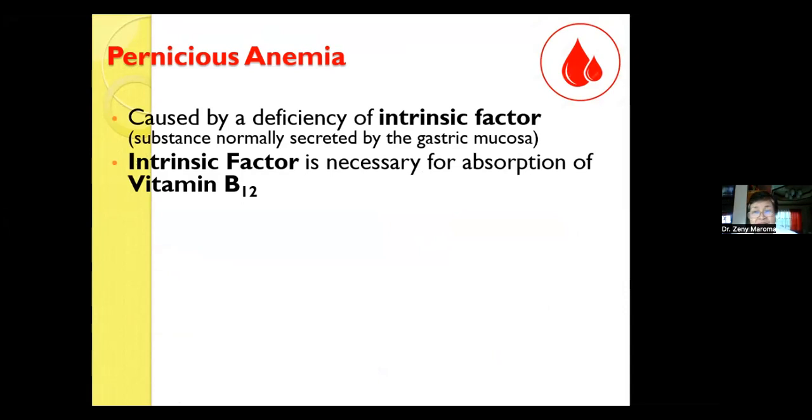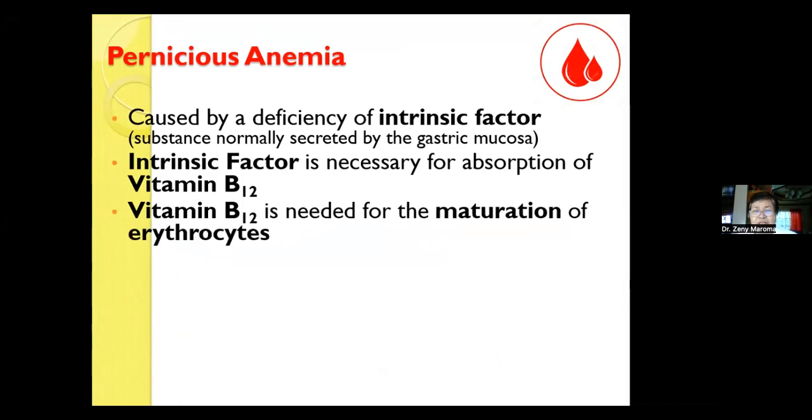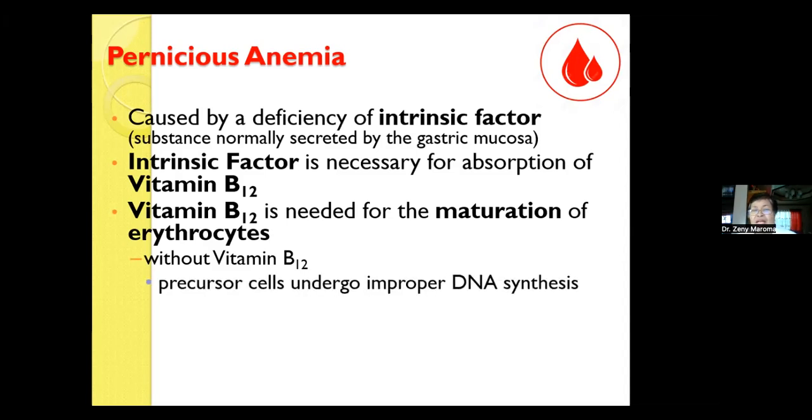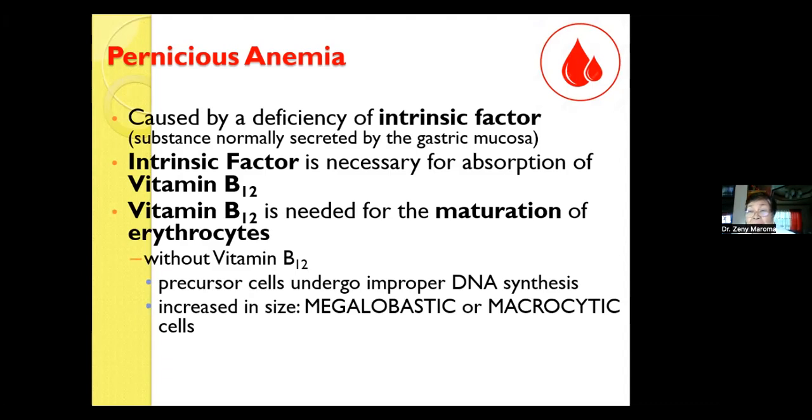Pagka walang intrinsic factor, vitamin B12 cannot be absorbed. Kailangan natin ng vitamin B12 for maturation of RBC. Kaya pagka walang vitamin B12, ano ang mangyayari? There will be improper DNA synthesis. Kaya ang cells natin, megaloblast, may L, megaloblast or macrocytic cells, malalaki, primitive, premature. And therefore, pagka primitive, premature, ating RBC, short lifespan. Kaya in severe cases, mag-jaundice din ang pasyente.